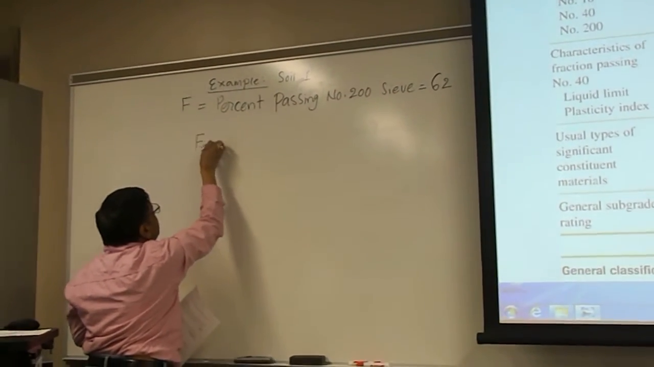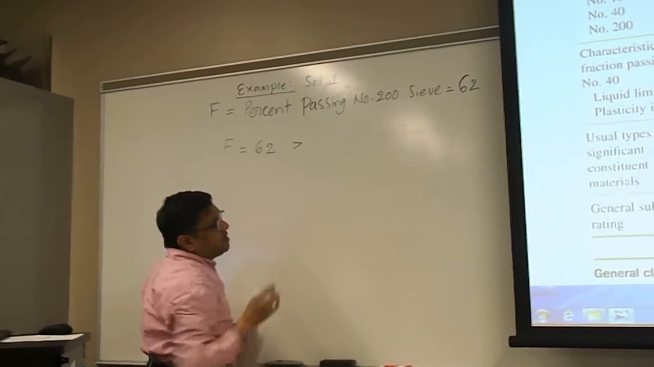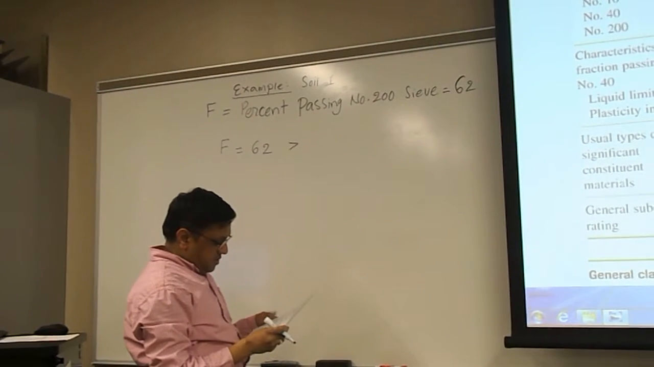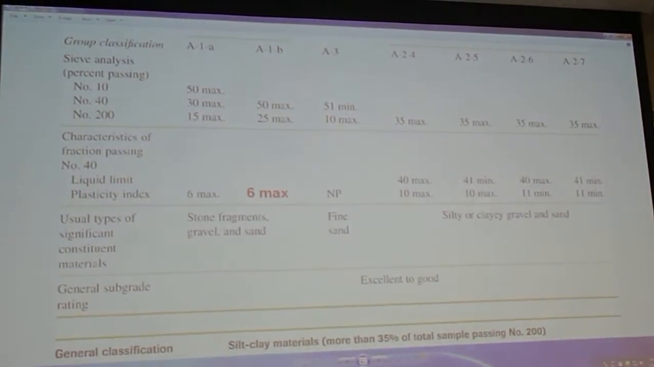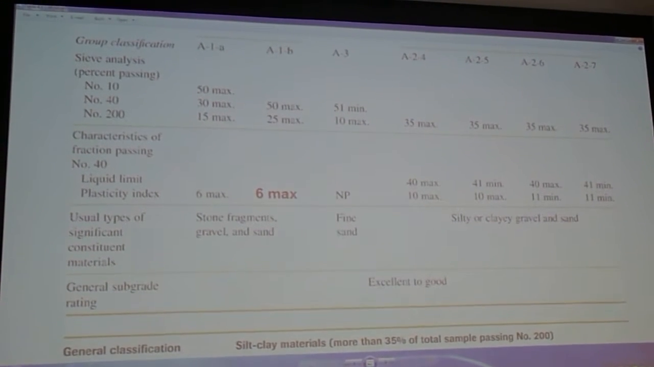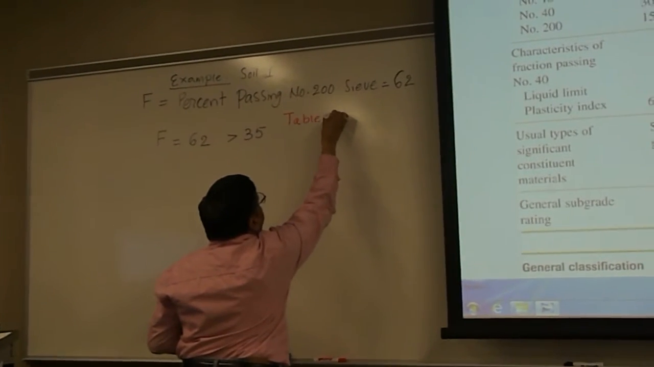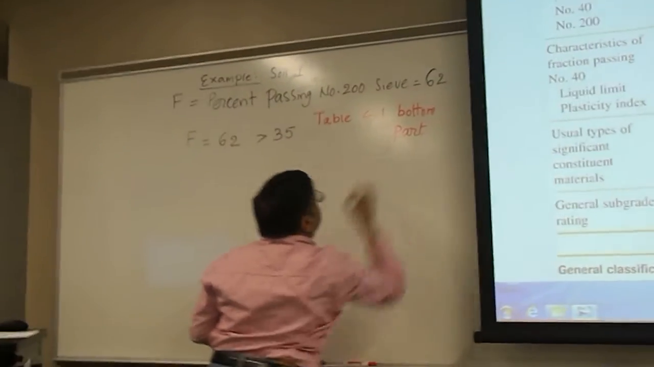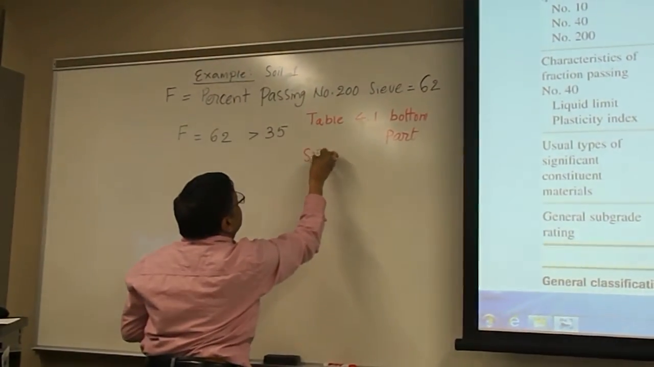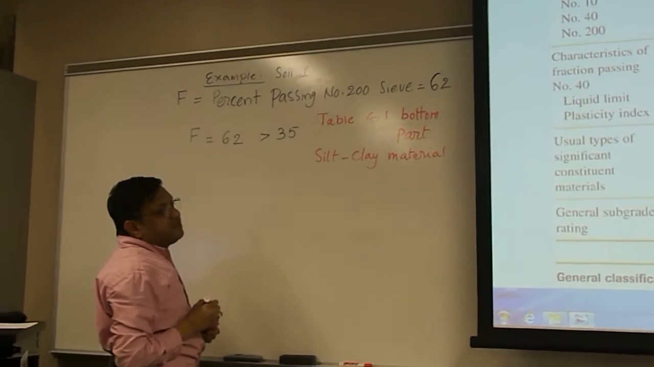So F is 62, so definitely more than 35. So it does not belong to the top part of table 4.1. So this belongs to table 4.1 bottom part. So this is a silt clay material soil that's not so good for building roads.